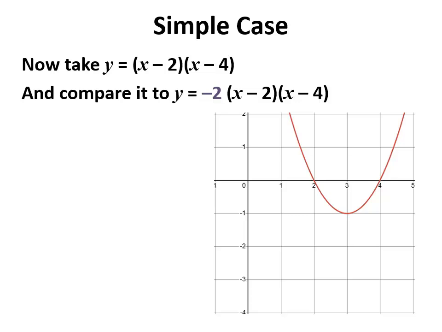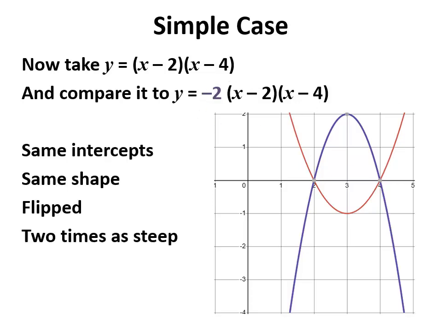Another one. Once more, we're going to look at x minus 2, x minus 4. This time we're going to stick a negative 2 in front of the whole thing. Well, the negative 2 flips it because it goes from a positive parabola to a negative parabola. Intercepts haven't changed, but whereas it was 1 away at the turning point, it is now 2 away. So it has the same intercepts, the same shape, albeit more steep, but it's flipped and is 2 times as steep.